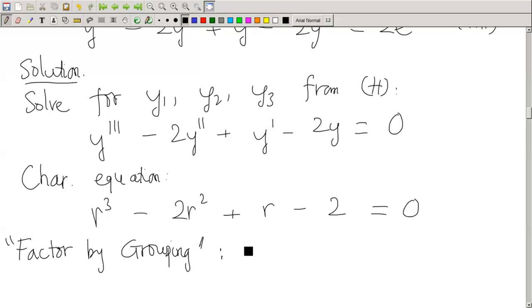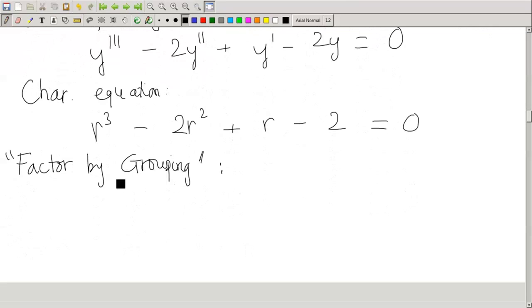We group the first two terms like this and the last two terms like that, and try to factor out the common factor from the first two terms and factor out the common factor from the last two terms.